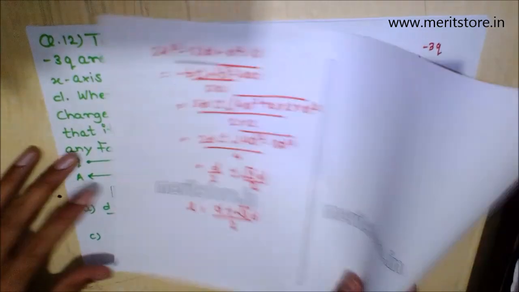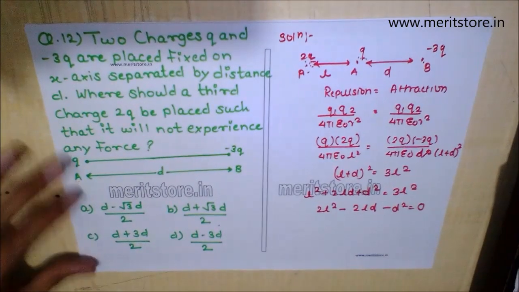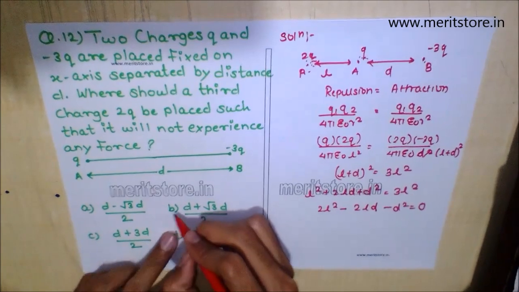So for the options we have D plus root 3D by 2.